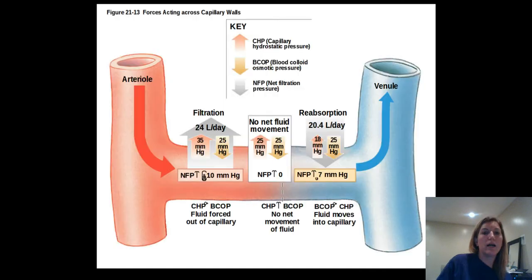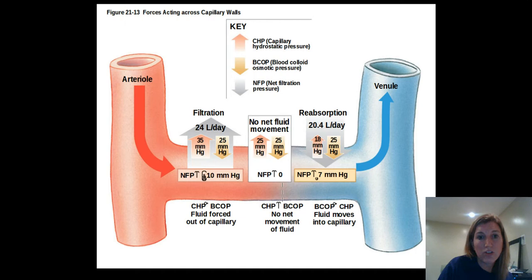So this diagram, I love it. I strongly encourage you to maybe pause this video and redraw it and soak it all in. This is pretty much everything out of chapter 21 that is super important. So you have your arterial side, you have your venule side. Take a look at what's happening here.